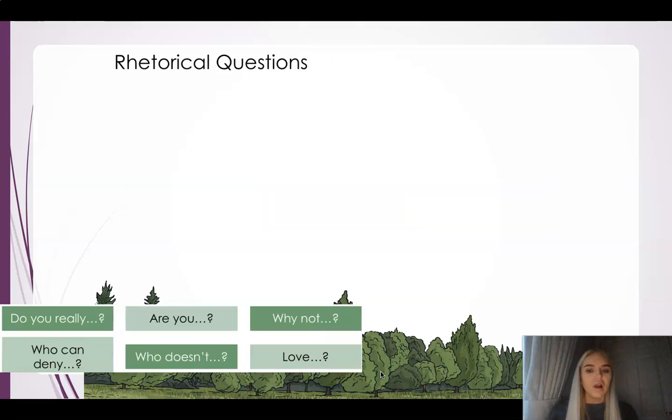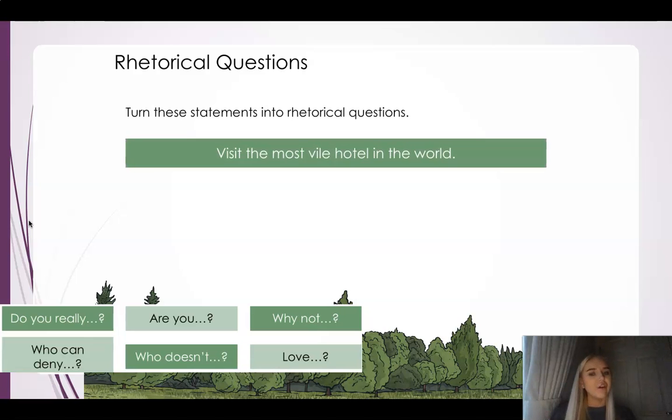Now you are going to have a go at turning some statements into rhetorical questions. I've left the sentence starters at the bottom here to help you with them. We're going to do the first one together and then you're going to have a go. So, my first statement is, visit the most vile hotel in the world.